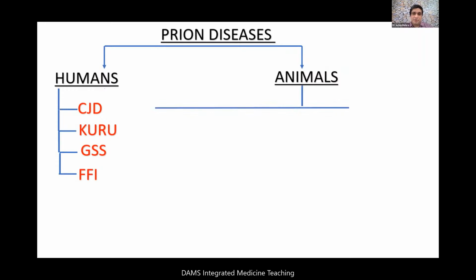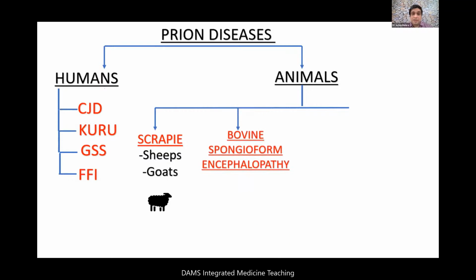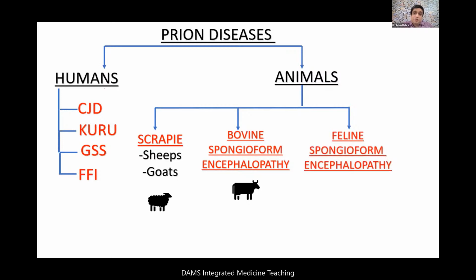In animals, we have got various disorders like, as I told you, scrapie seen in the sheep and the goats. Bovine spongiform encephalopathy is seen in the cow. And feline spongiform encephalopathy is seen in the cats. So few animal Prion disorders, you should at least know the names of them.